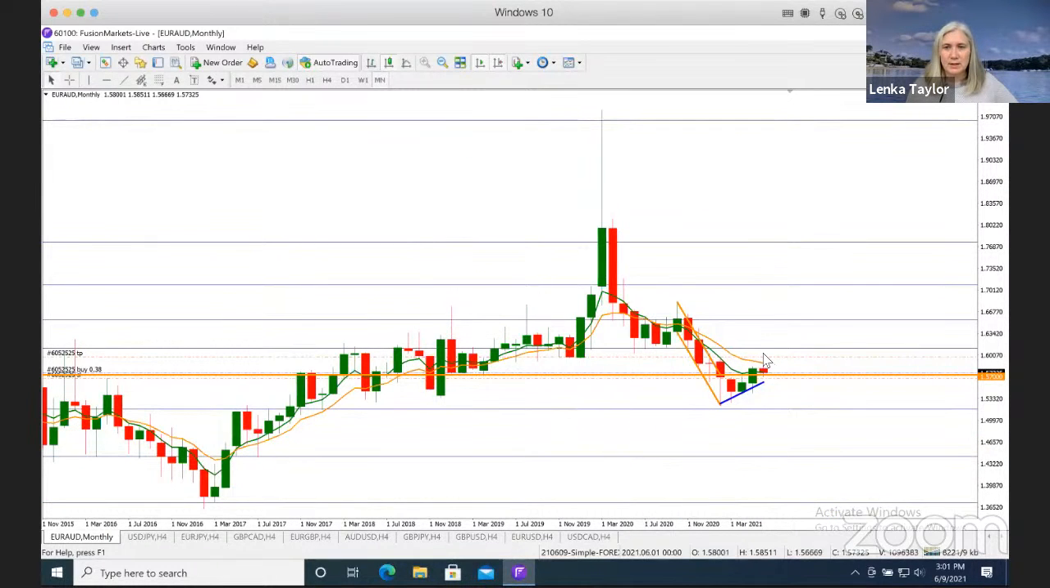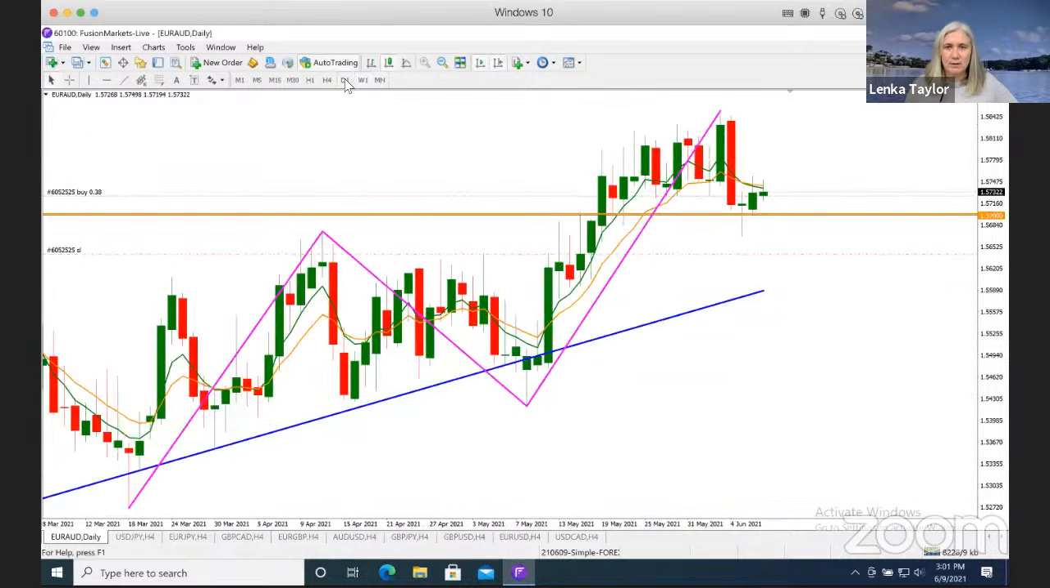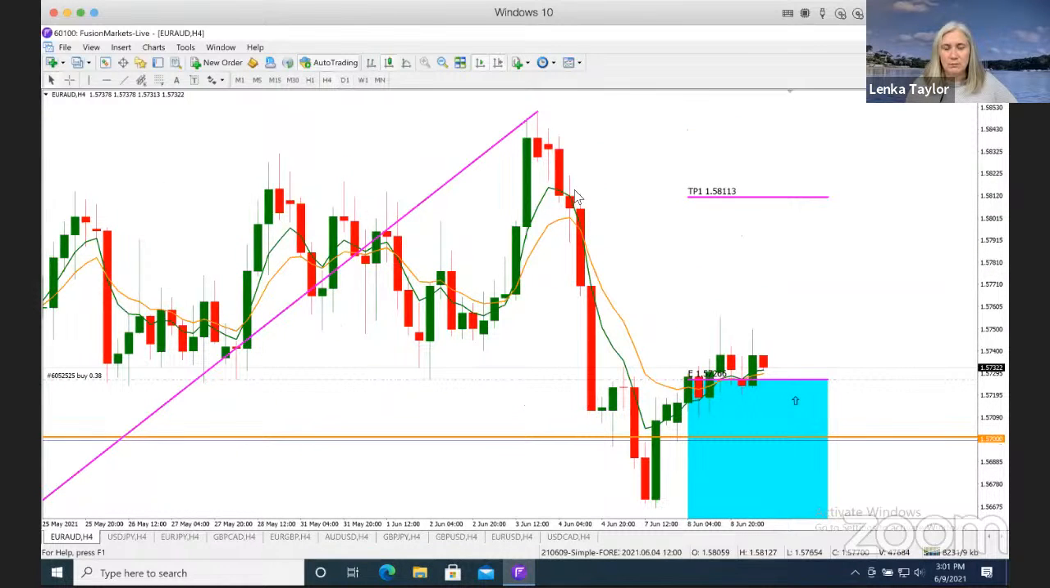On the monthly, just looking at it going up from that level there, which is 1.57. We had a couple of closes above that level, a little pin bar there on the daily, which looked good. And on the 4-hourly, we had this pullback down to the horizontal. So I entered the trade there.